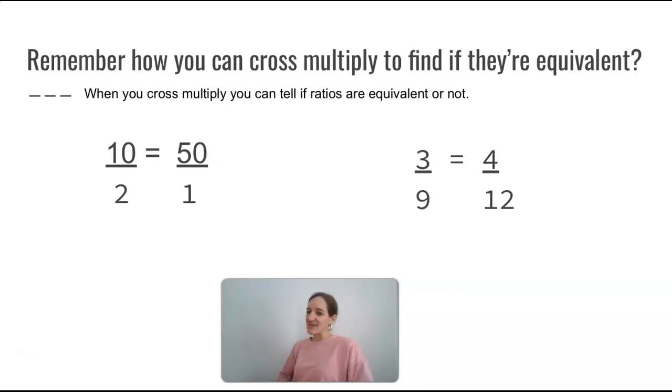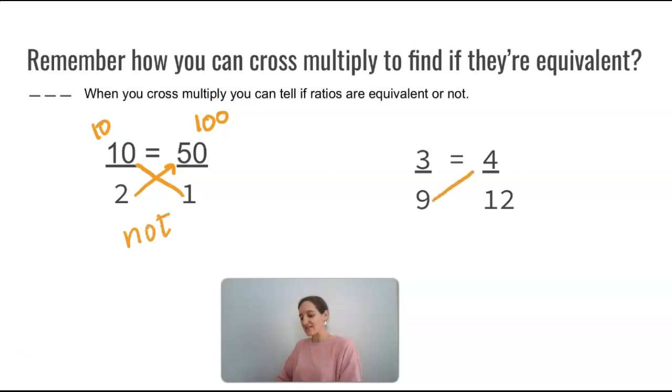So in order to explain this one, I have to jog your memory back to when I taught you about equivalent ratios. Remember, one strategy I showed you is that we can cross multiply. 2 times 50 is 100 and 1 times 10 is 10. And I can automatically know that, hey, these are not equivalent. But then if I go 9 times 4, I get 36.